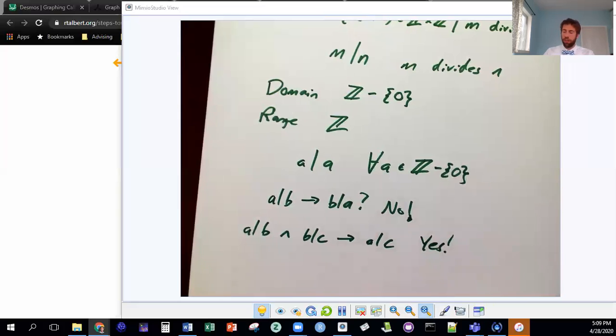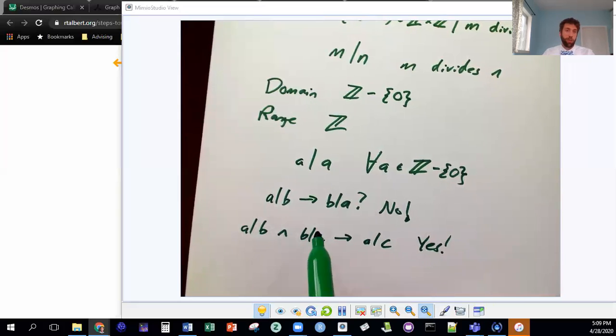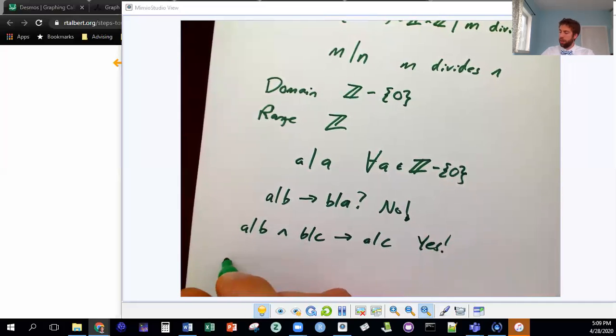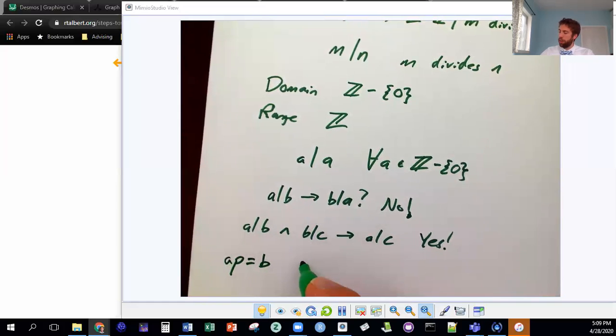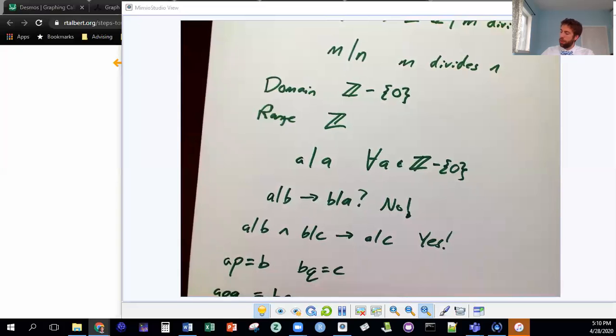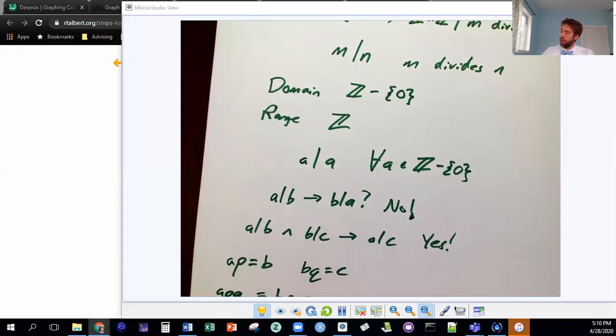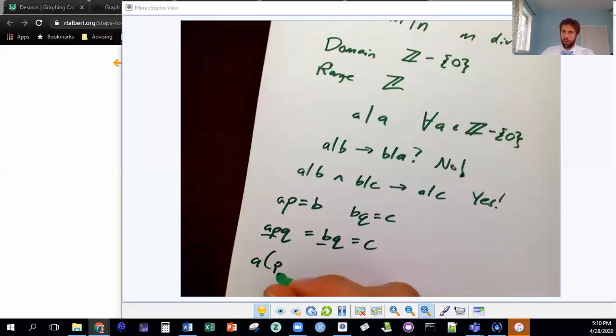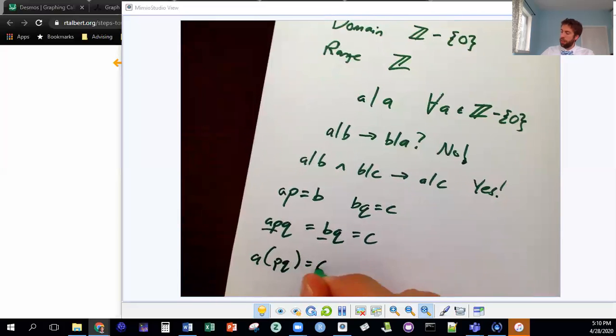Okay. So you can't prove it by example, you just gotta prove it by algebra. So a divides b means that there's some integer p such that ap equals b. b divides c implies there's some integer q such that bq equals c. Okay? So then apq equals bq, substitute, equals c. So then a times pq, sorry you can't see, equals c.